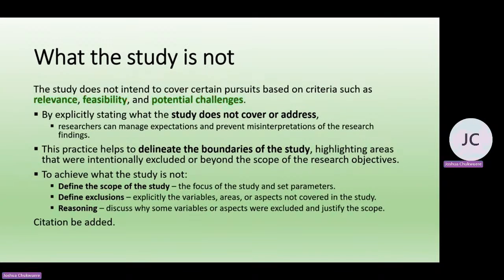Validity and reliability. This is a very critical aspect of research. Every research must be tested on validity and reliability.